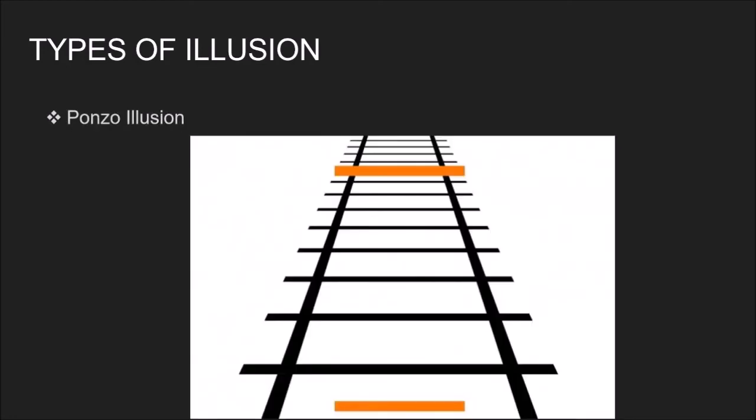Ponzo illusion. It is also an optical illusion in which two converging straight lines distort our perception of the size of two identical lines drawn across it. The upper orange line appears to be longer than the lower orange line, when in fact both are of the same length. The incorrect judgment of the size of the orange lines happens because we use linear perspective cues to judge its length.